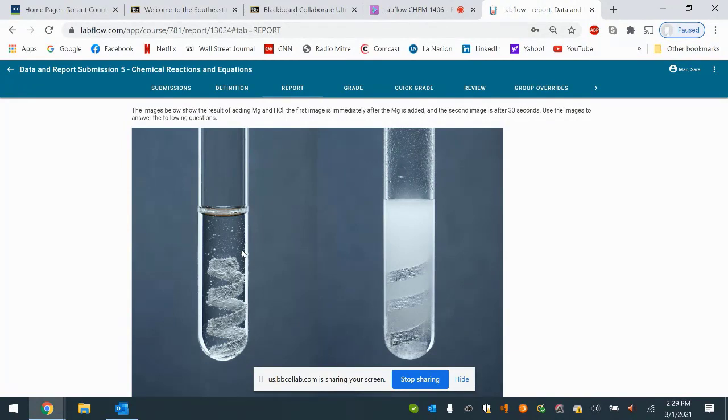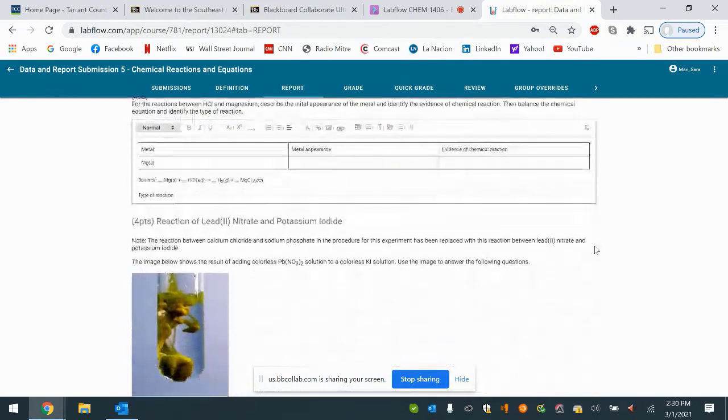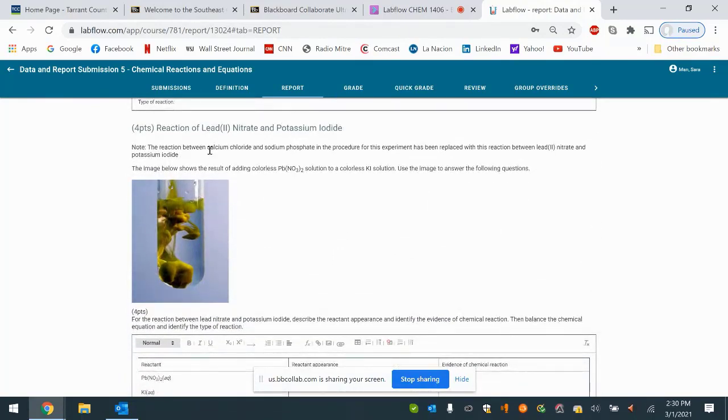What do you see? You see bubbles? What else do you see? Take a look at the metal. Do you think the metal has the same amount in the first one or in the second one? Here it looks like 1, 2, 3, 4. Here it looks like a little less. So you are going to write the evidence of the chemical reaction. You're going to balance the equation. It's pretty simple.